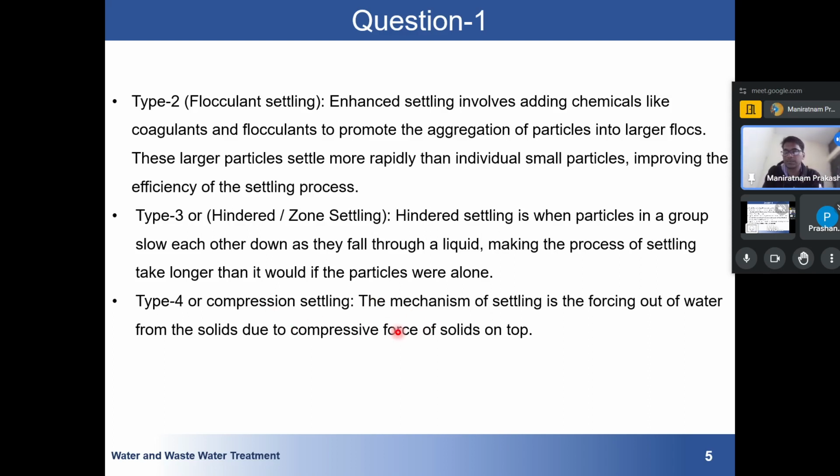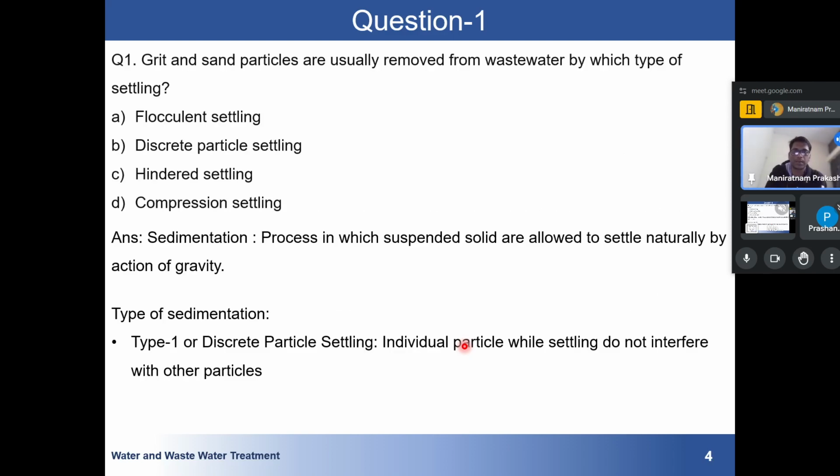You can see that from the definition it's clear. The mechanism of settling is forcing out the water from solid due to the compressive force of solid on the top. The particle which is larger or heavier will compress the particle which is lower in size. Okay, so in that way it will settle. So these were four different kinds of settling.